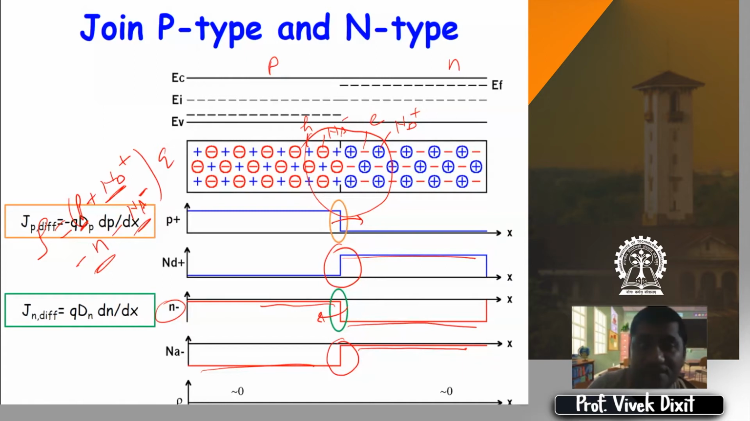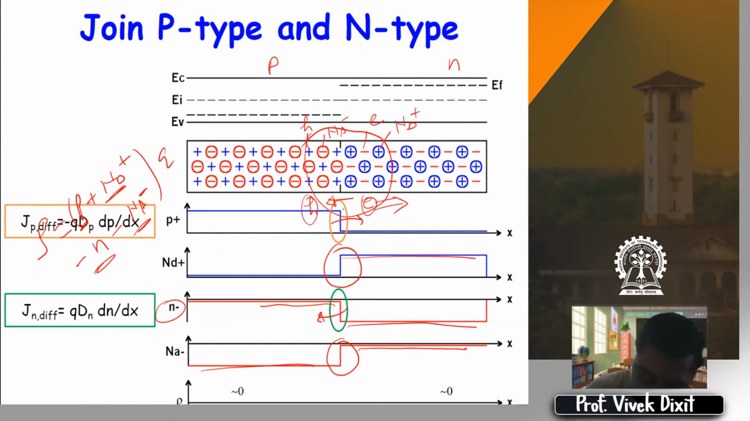Now fixed charges, when they are exposed, will create a field. What will be the direction of field? Field direction will be from positive charge to negative charge. So it will be from right to left or N to P. Now this field, what will it do? It will oppose the electron movement because electrons move opposite to the field. So it will push away these electrons.